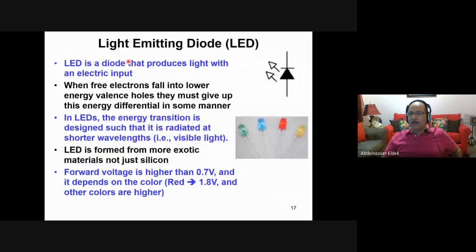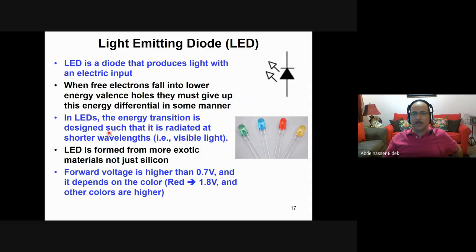What about the LED? LED, or light emitting diode. As I said, from the name or from the symbol, if you have a current in this diode, this means that if it is forward bias and you have a current, it will emit light. And this light could be yellow, could be red, could be blue, could be green, and so on. Okay, so this is the LED. So LED is a diode that produces light with electric input, and this one is producing light, as I said. It will radiate light.